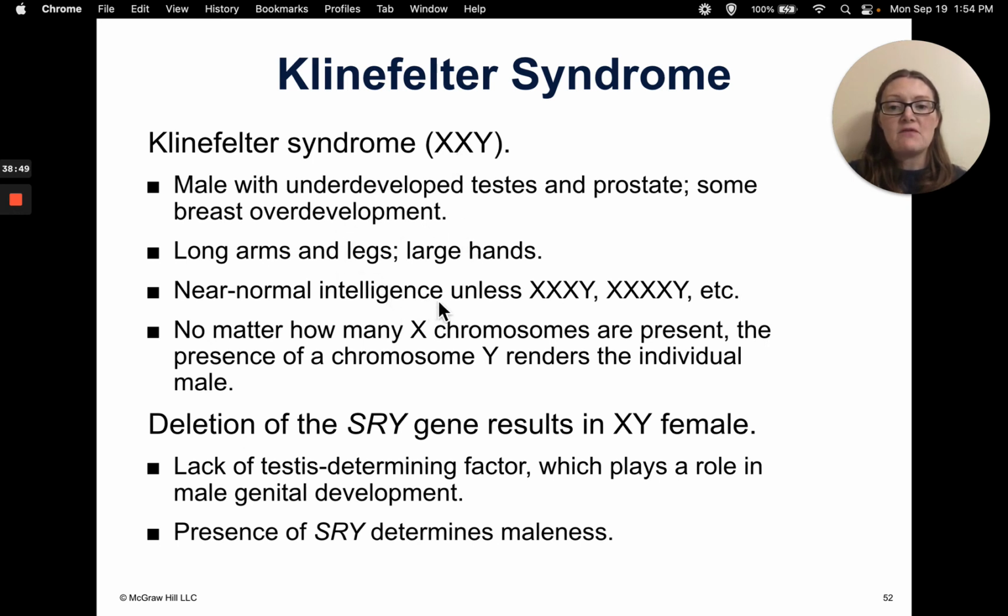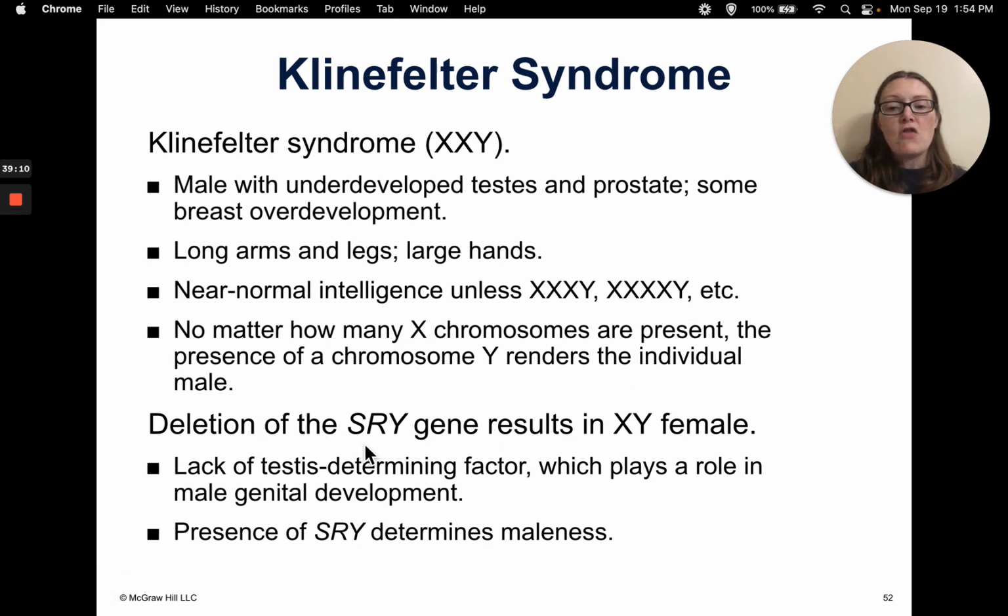They typically have near normal intelligence unless we have way too many X's. And if that happens, then the intelligence can get a little messed up. And no matter how many X chromosomes are present, the presence of a Y chromosome renders the individual male. So that Y chromosome is what determines if an individual is male or female.